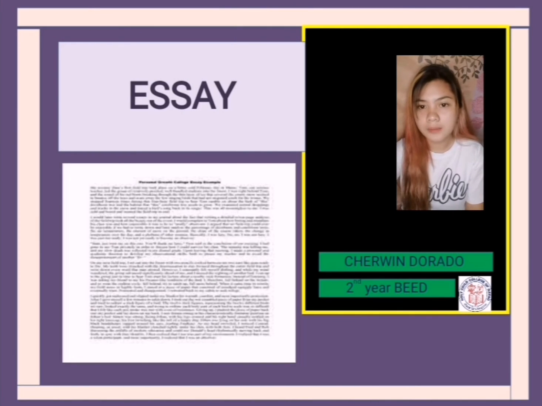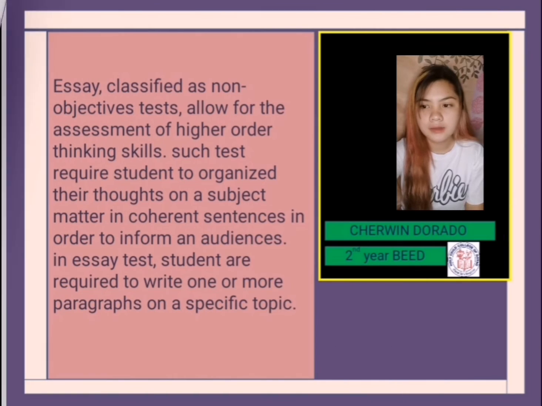My topic is all about essay. Essay, classified as a non-objective test, allows for the assessment of higher order thinking skills. Such tests require students to organize their thoughts on the subject matter coherently in order to inform an audience. In essay tests, students are required to write one or more paragraphs on a specific topic. When we say essay, students are required to write one or more paragraphs on a specific topic.